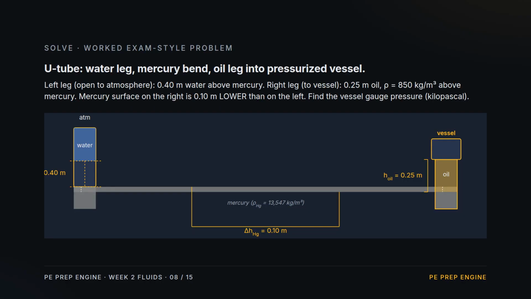Exam-style manometer problem. U-tube with mercury in the bend. Left leg, water, open to atmosphere. A 0.4 meter column above the mercury. Right leg, oil, at 850. A 0.25 meter column up to the vessel tap. Mercury on the right sits 0.1 lower than on the left. Find the vessel gauge pressure.